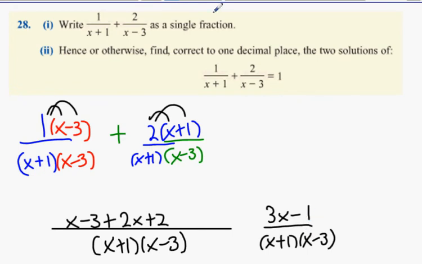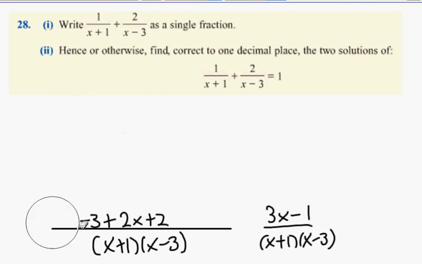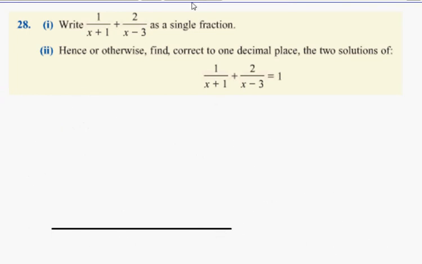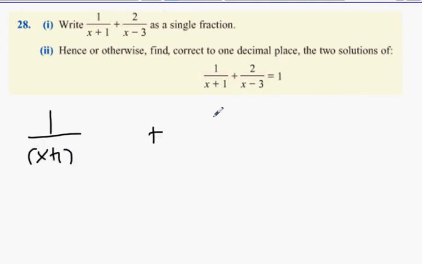Okay. Yes, Oscar. No need. You can, and it's still correct. Provided you multiply it out correctly, it's still the same. Okay. Now we're going to say hence or otherwise. So look, we're going to just do the method we already know. We're not going to change it up at all. So what we have here, guys, is 1 into x plus 1 plus 2 into x minus 3 equals 1.